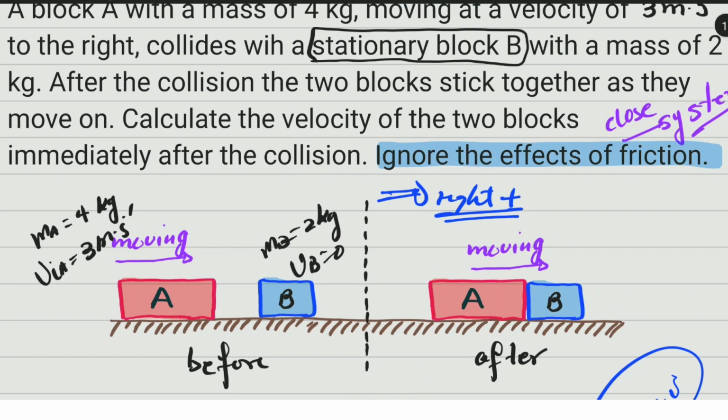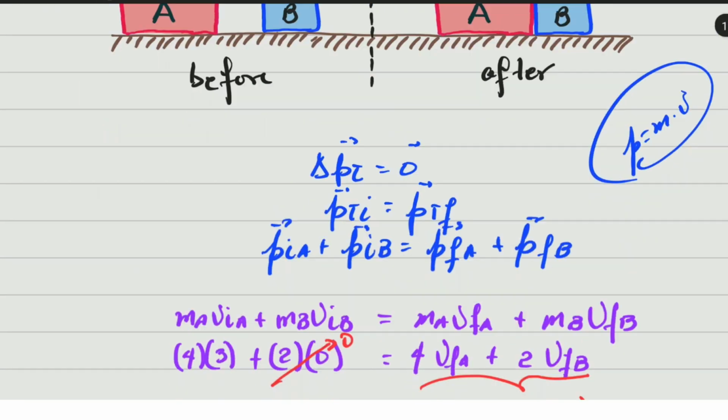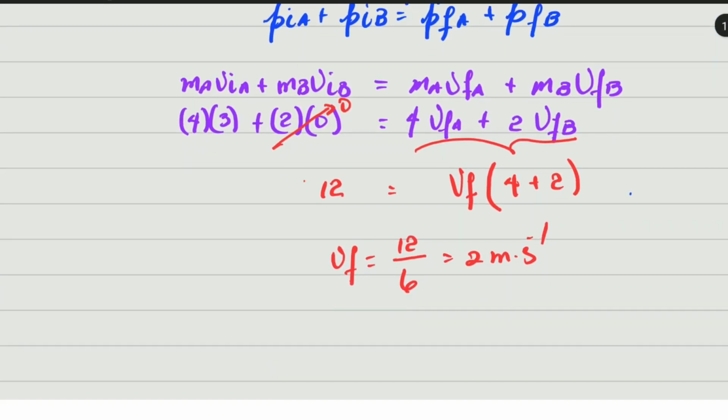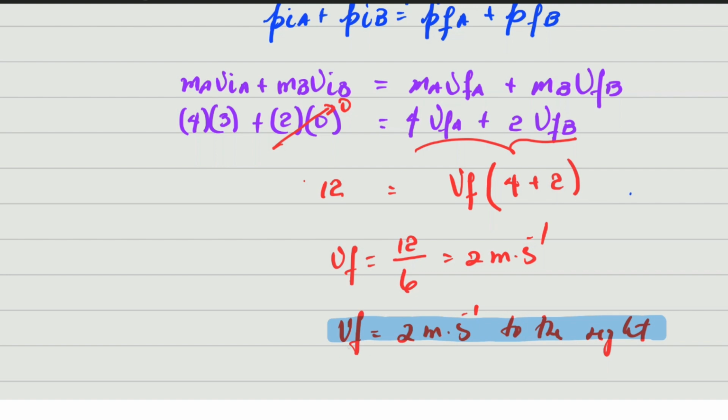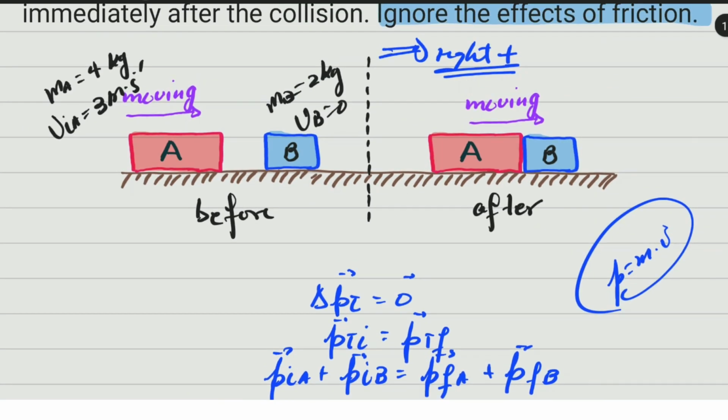They said calculate the velocity of the two blocks. Now velocity is a vector quantity and therefore it has direction, so the final velocity is equal to 2 meters per second to the right. How do I know it's to the right? Because I say right is positive and the final answer is positive. So this is the final answer for the first question. I hope you understand. It's quite easy.